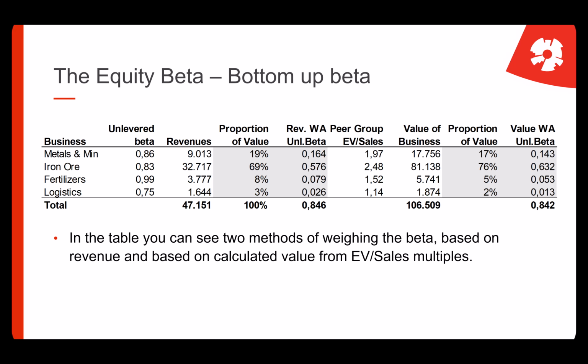Now we can compute the company-wide beta in two ways. That is revenue weights or value weights based on EV to sales multiples. Now both methods give us almost identical results, around 0.84. Now this shows that the company's diversified risk is fairly stable regardless of which weighing approach we use. This illustrates how bottom-up betas allow us to reflect the actual business mix of a company rather than relying on one noisy regression beta.